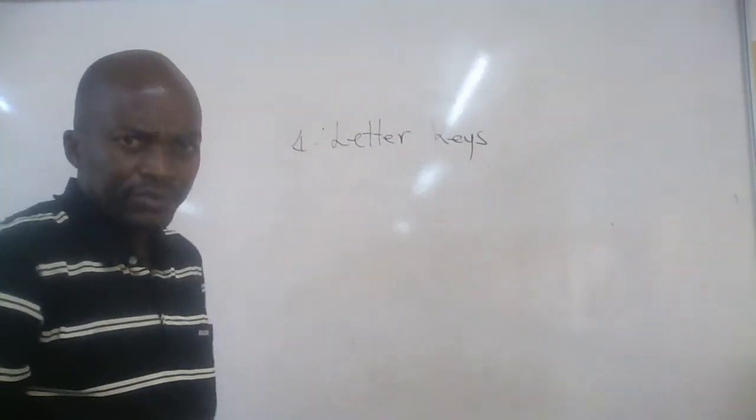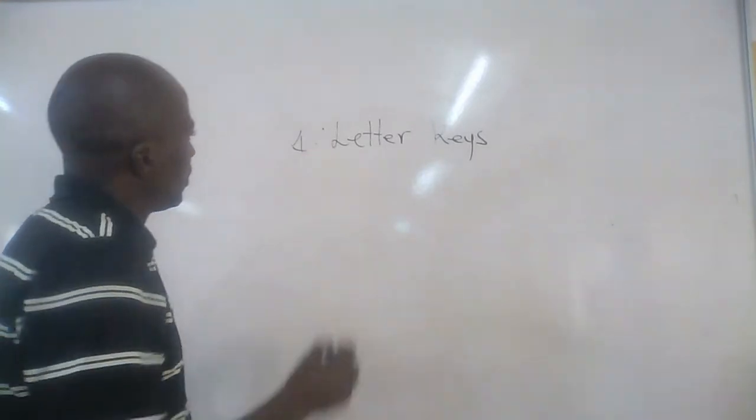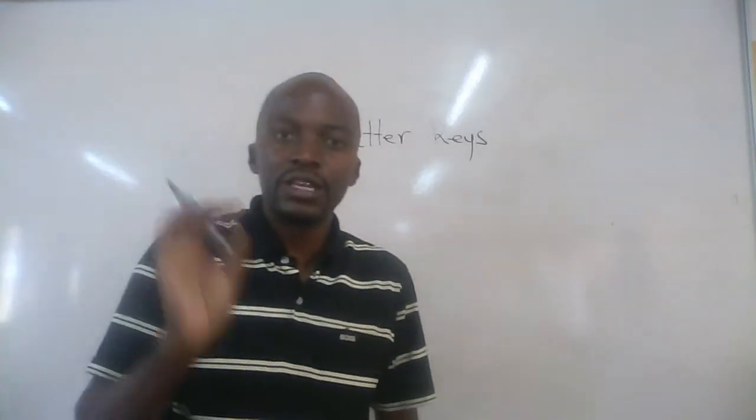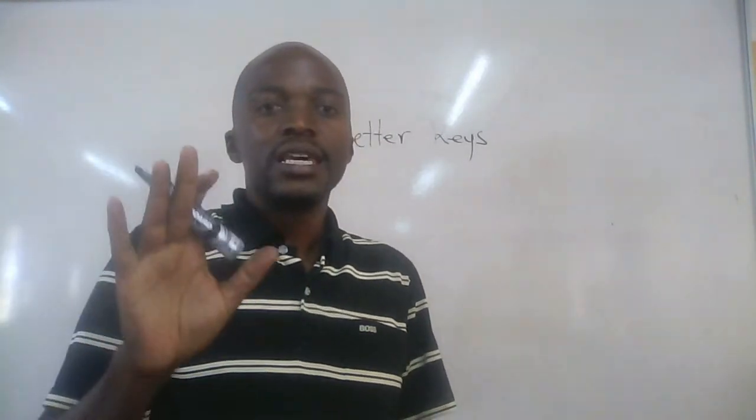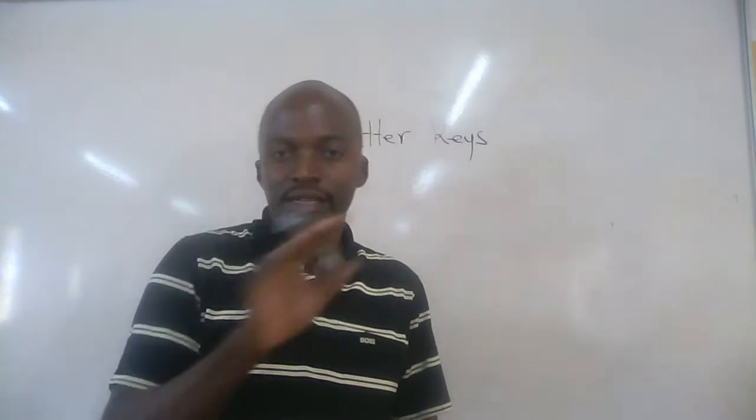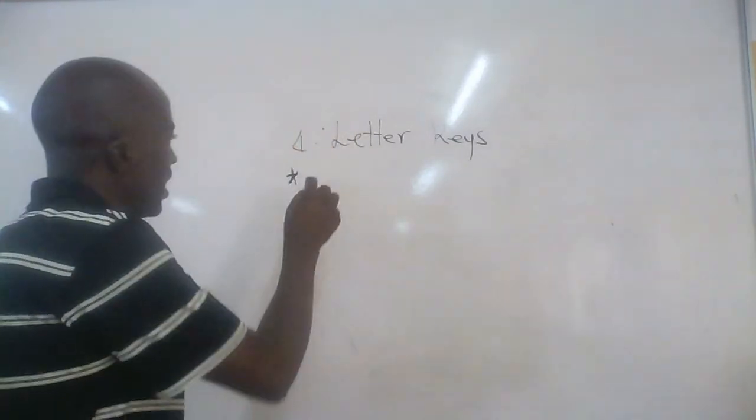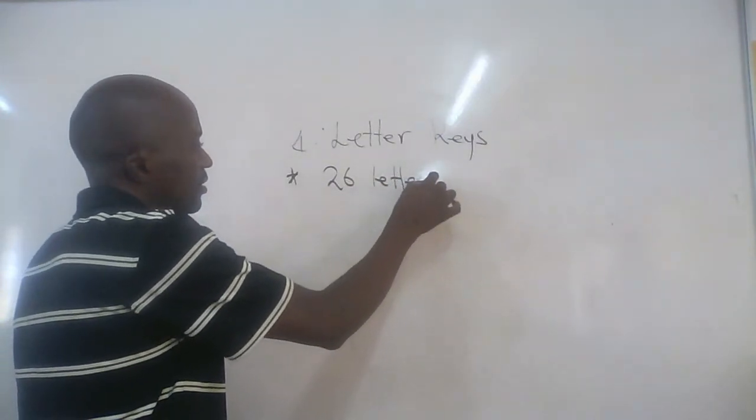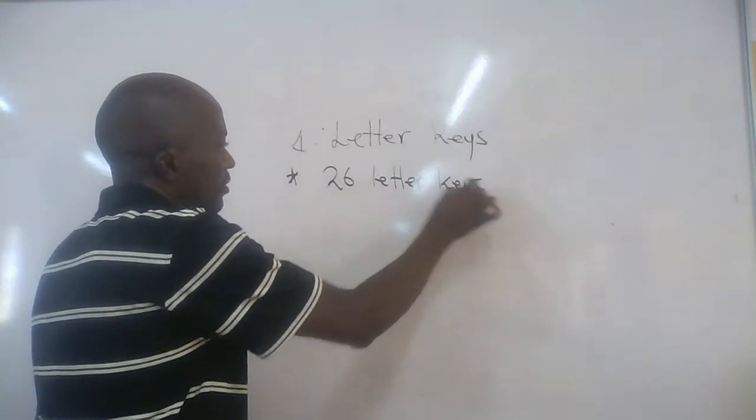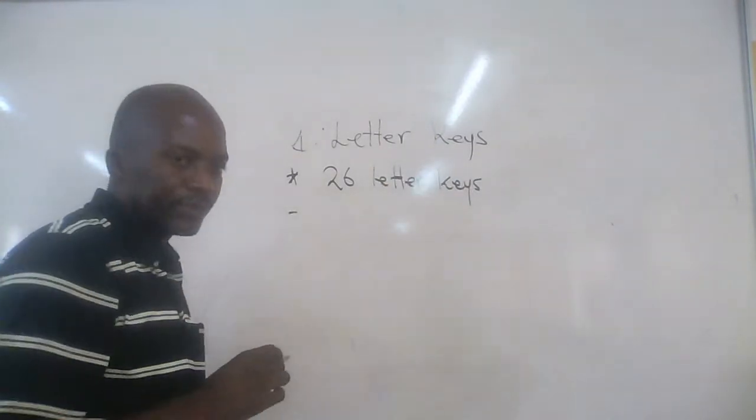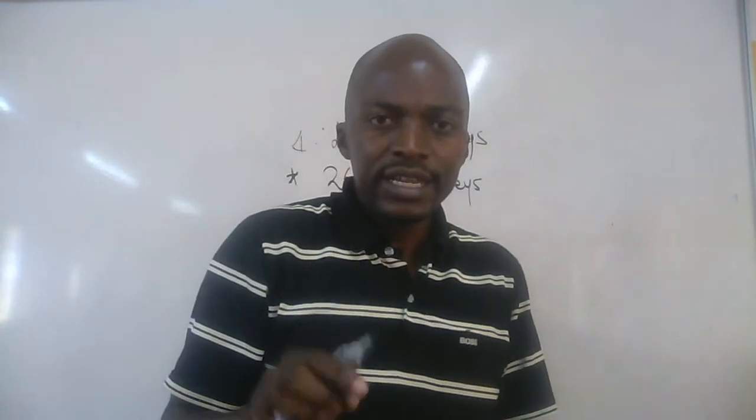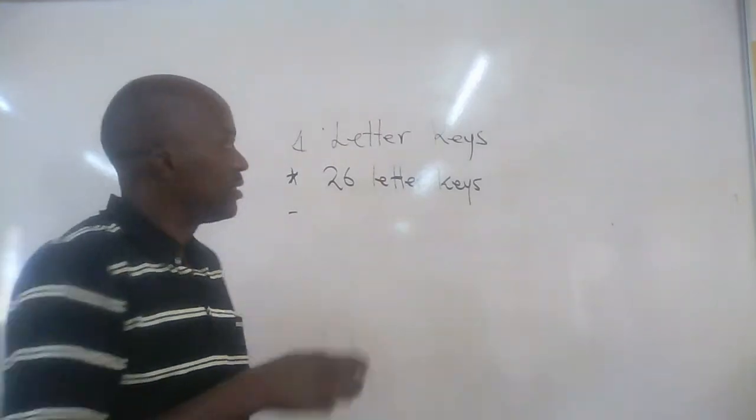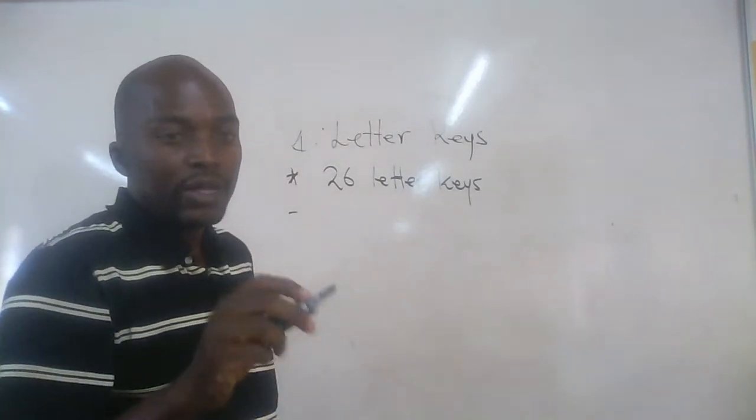Now, letter keys. We said these are keys that are found on the keyboard, and they are 26. There are 26 letter keys on the keyboard. On the keyboard, you'll find that these letter keys are written in capital letters.